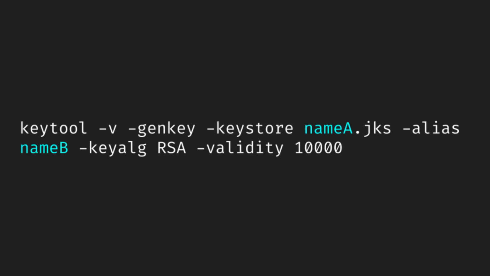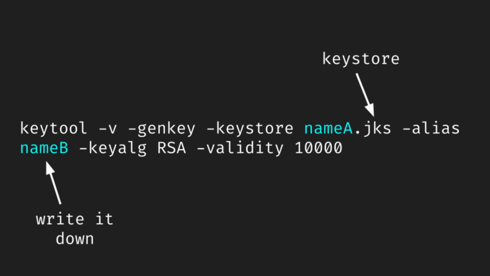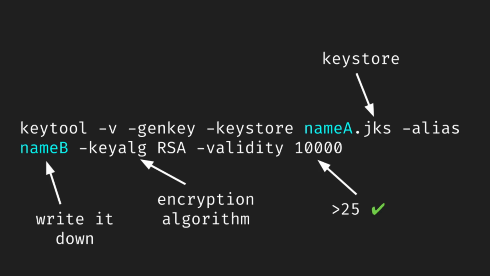So to generate the key, use this command here. So .jks is the keystore file, and alias is a nickname. Key_alg is the encryption algorithm. We're using RSA here, and validity is for how many years the app will still receive updates. If I remember correctly, anything above 25 is okay.